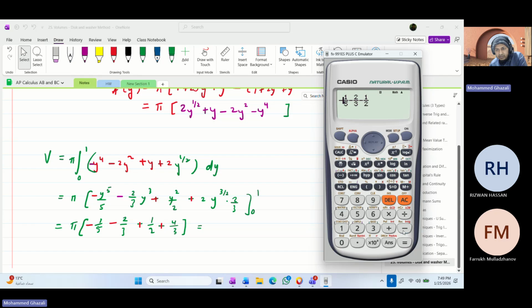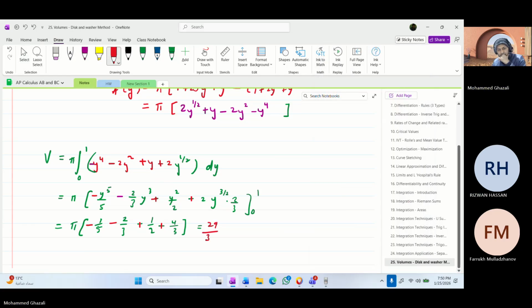Negative 1/5, so it's going to be plus 2/3, minus 2/3 plus 4/3 plus 2/3 plus half. Yeah, now we get the right answer. We get 29/30 pi. Are we good, guys? Yep.